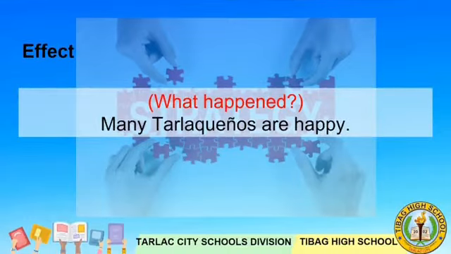And to identify the effect, as said in strategy number 1, we have to answer the question, what happened? So, the answer is, many Tarlaceños are happy. That is the effect that we can determine from the statement.